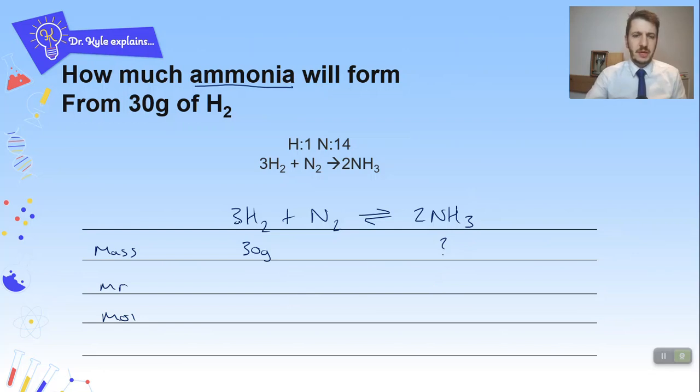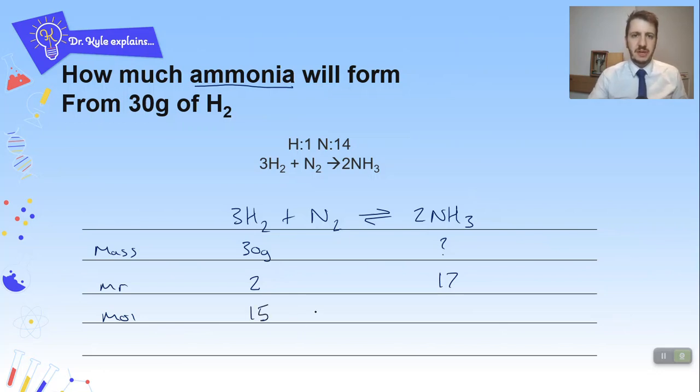Okay, so you don't use the big number in your MR calculation. So I've got 2 hydrogens, so that's an MR of 2. And here I've got nitrogen, which is 14, plus 3 hydrogens, so that's going to give me 14, 15, 16, 17. Lovely stuff. Okay, what's the only thing I can work out? So 30 divided by 2 is going to be 15 moles.